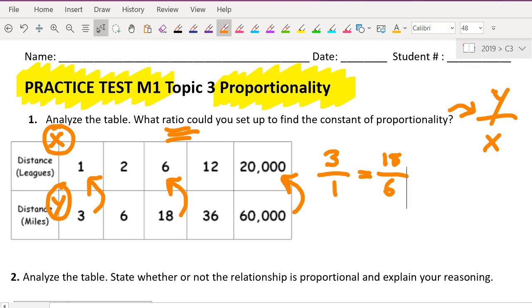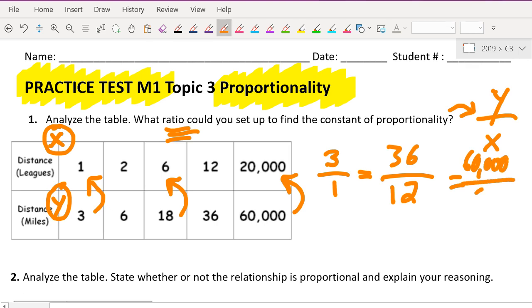What if you had a choice that said, instead of 18 over 6, what else could it say? Not 12 over 36. Right, 36 over 12. You have to have the second one divided by the first one. Okay, so the other one could be what? The biggest one. 60,000 over 20,000. All right, that's enough of that. Let's go on to number 2, shall we? Awesome.